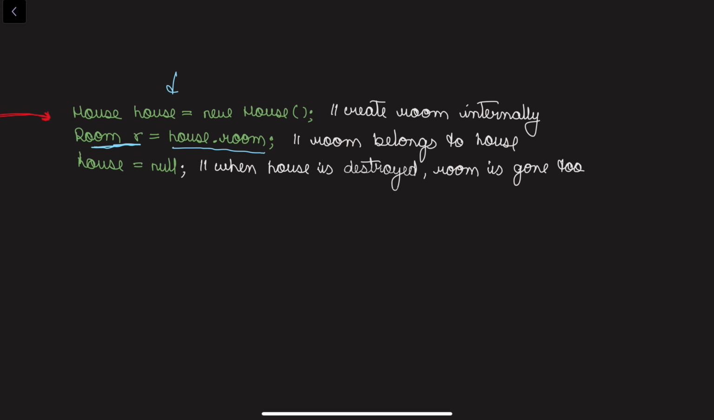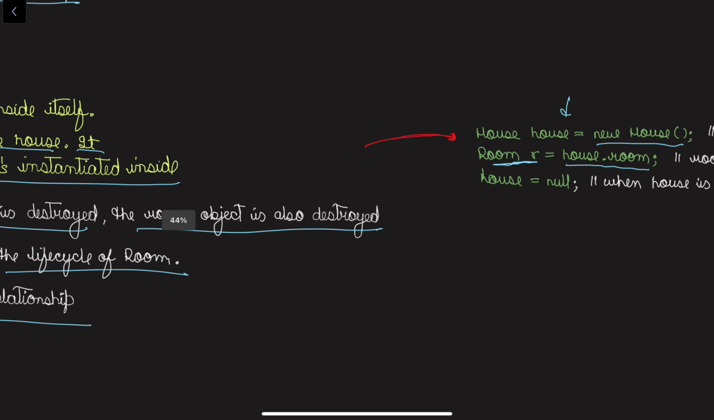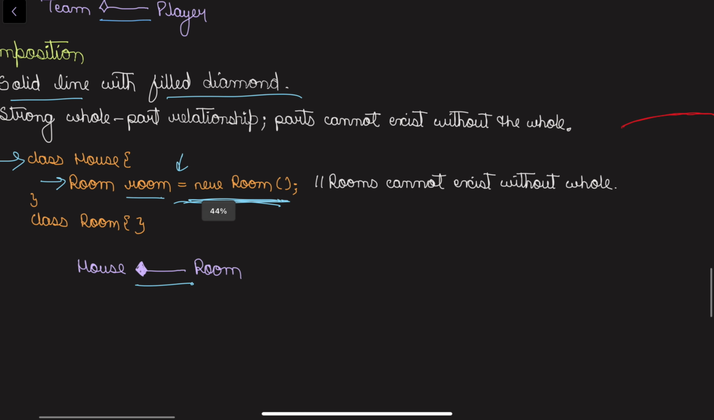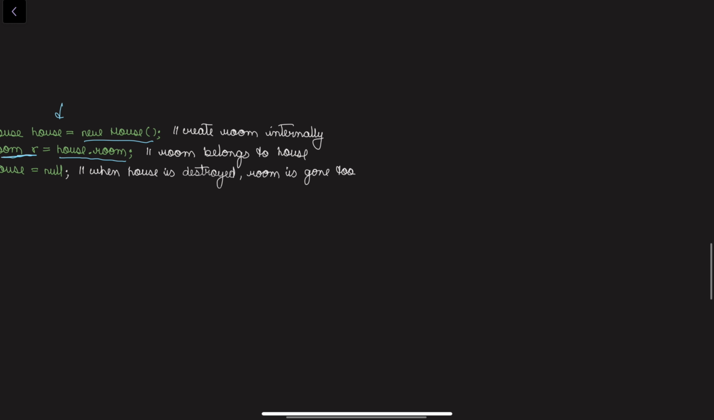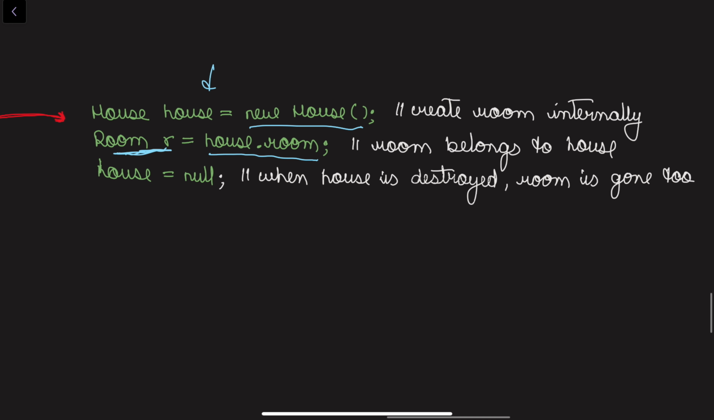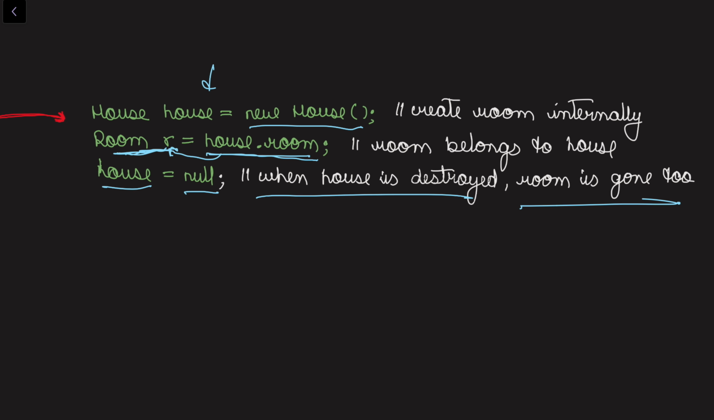House.room means whenever we do house equals new House, we have already created the room. Why? Because in this class we are creating the room. What we are doing is Room r equals house.room, meaning the object which is created in the house, we are referencing it with room r. When the house becomes null, that object will also be destroyed. When the house is destroyed, the room is gone too. I hope this is clear.